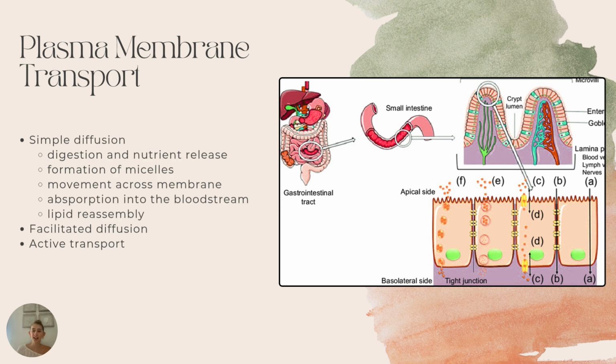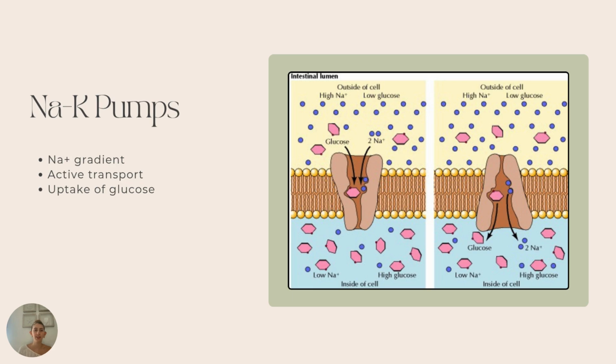Secondary active transport utilizes the electrochemical gradient established by primary active transport. An example is the movement of sodium down its concentration gradient, where it is coupled with the movement of another molecule, like glucose, against its concentration gradient. Then we have the sodium-potassium pumps.